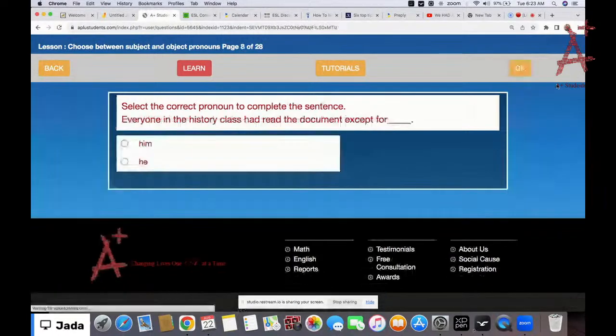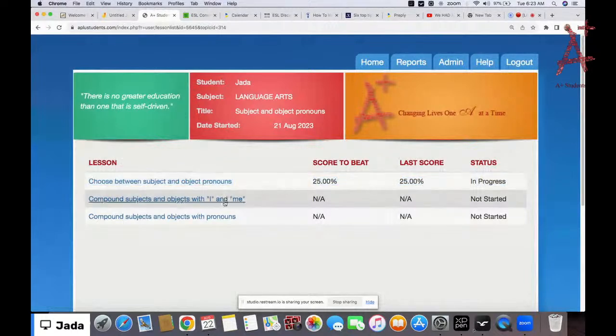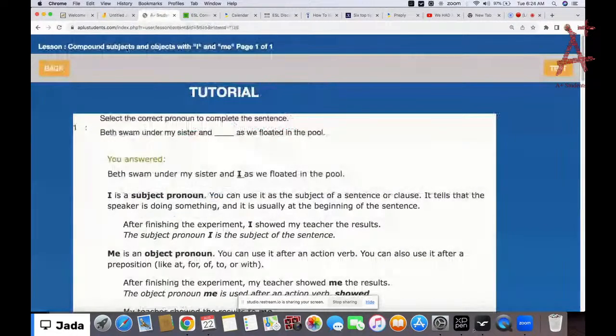Okay, so I hope that you guys understand the difference between the subject and the object pronoun. When you start this lesson, you can actually choose the right answer, knowing what the subject pronoun does in a sentence and also what the object pronoun does in a sentence. So try to complete the test if you haven't done it before, okay? So we'll move on to compound subjects and objects with I and me.